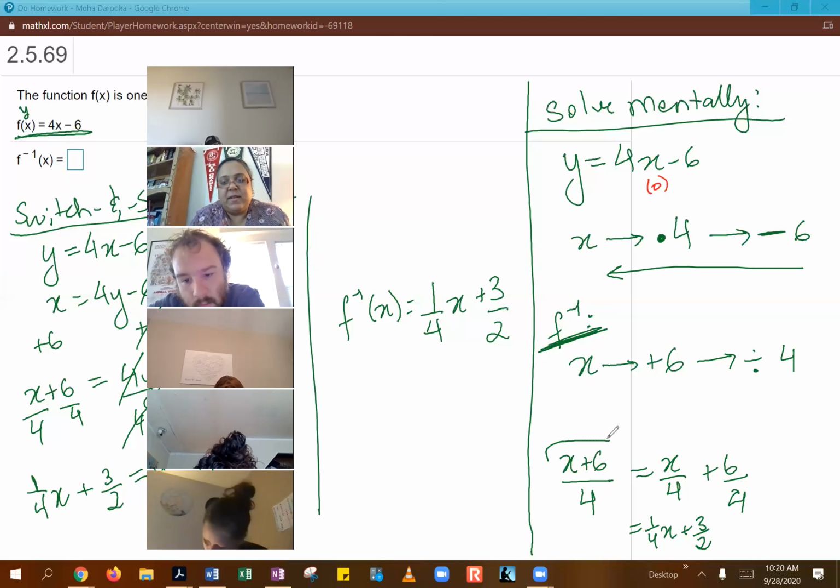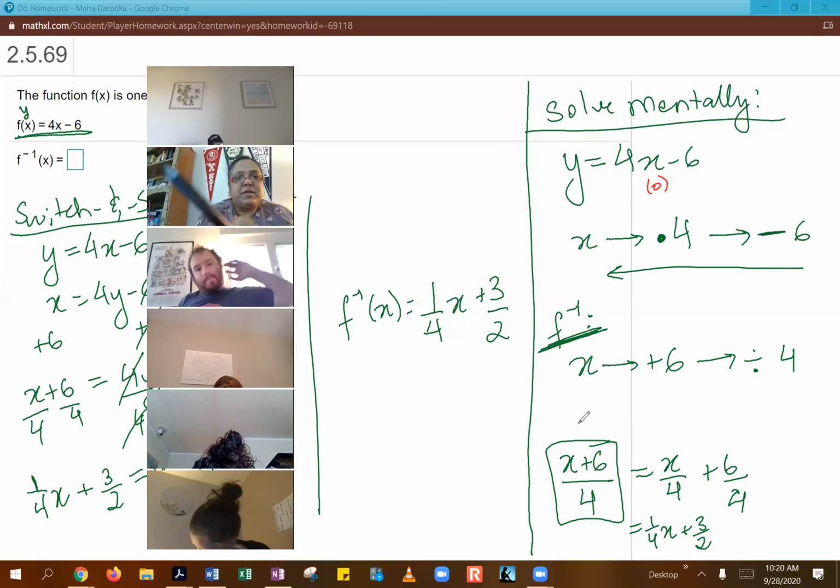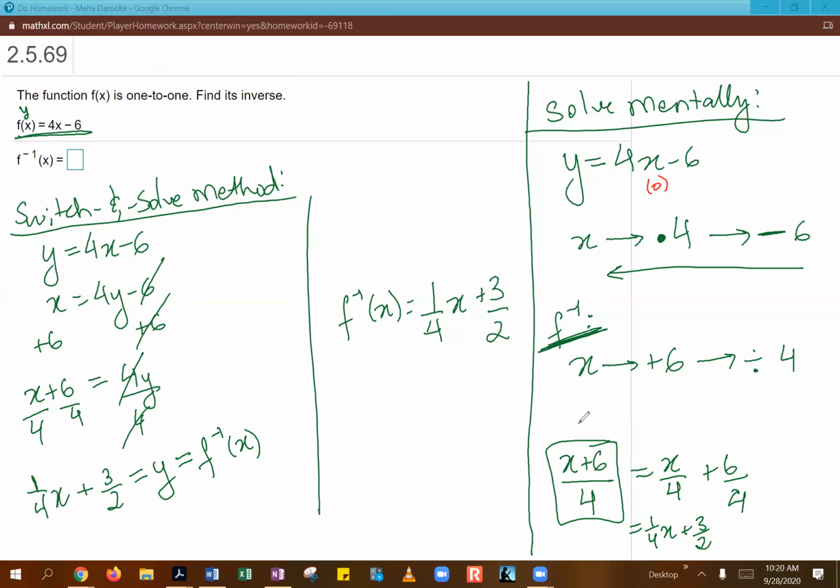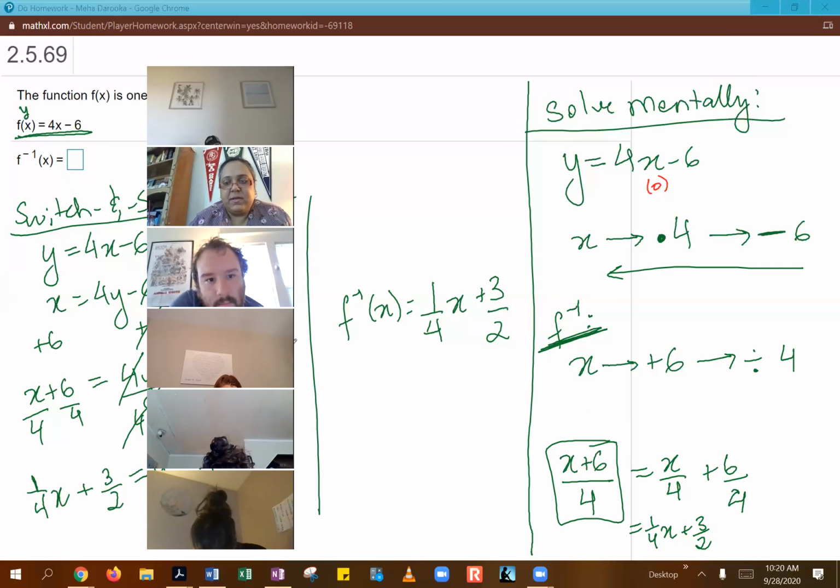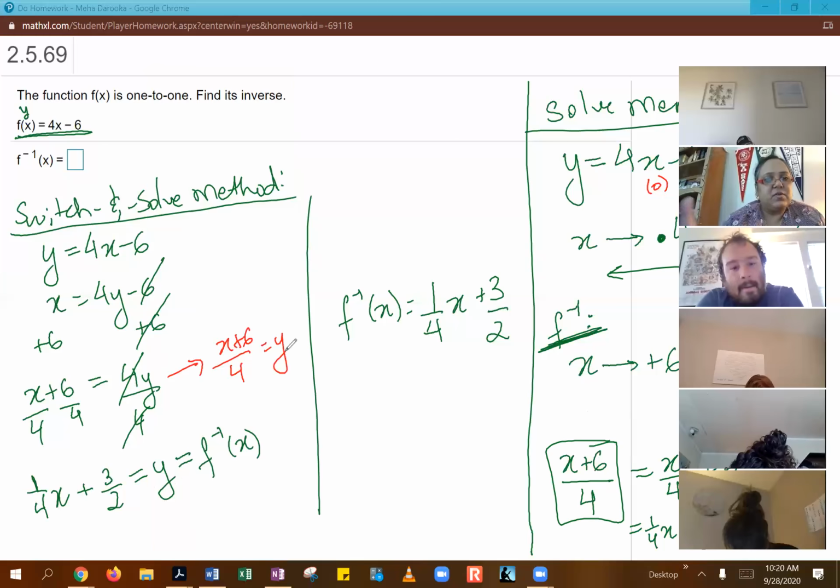Or if you want to leave it in this form, you can leave it in that form also. So it's up to you. And we could have, obviously, done that over here. Let me change the color. When we divided by 4, you could have done that over here also if you did not want to separate it. So either as 1/4 x plus 3/2 or (x plus 6) over 4.